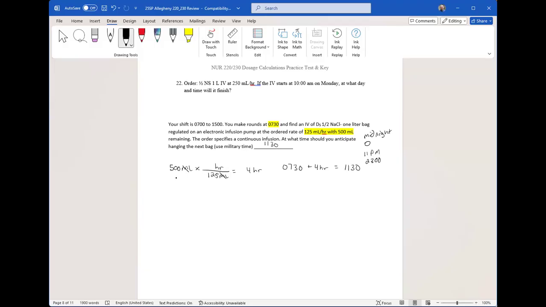But yeah, if it's a PM time, just add the 1200, and then you should be good. Yeah, or subtract 2. That's another strategy to do that too. So yeah, there's a couple different ways.